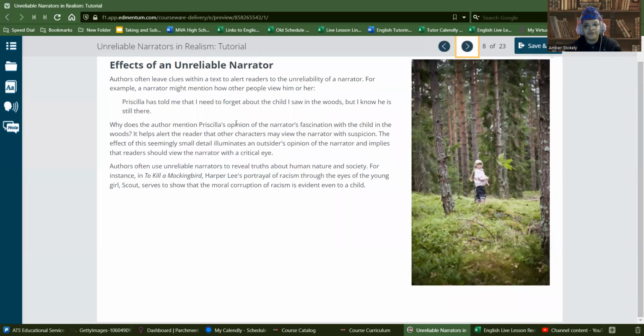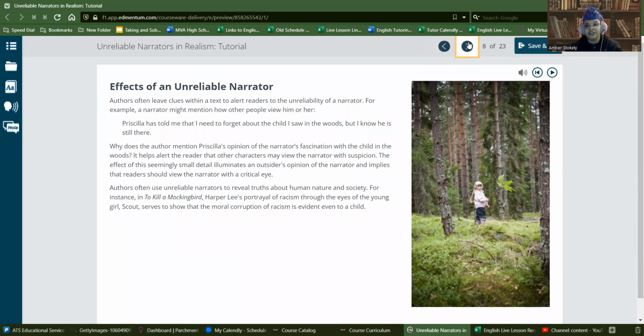And then there's a reference to what I mentioned earlier, To Kill a Mockingbird. Scout, the little girl that tells the story, points out that racism is wrong, and also she's able to see that it's everywhere, because when she sees it, it doesn't seem right to her, and she's able to point it out, at least in the story.